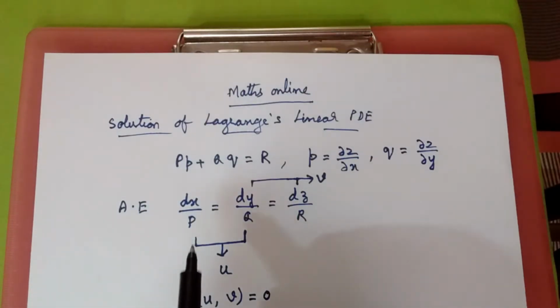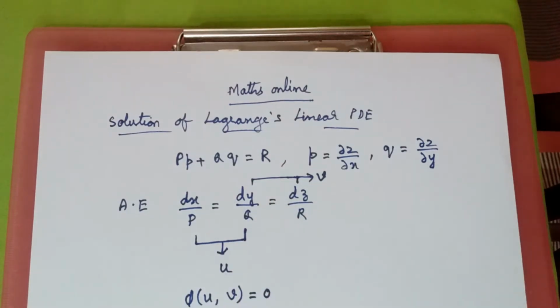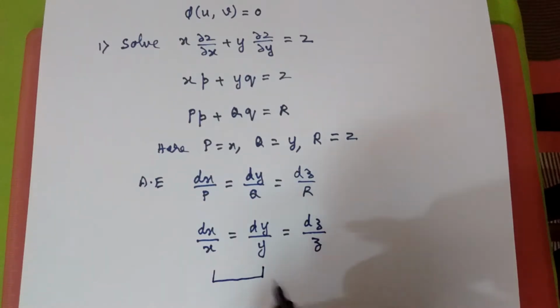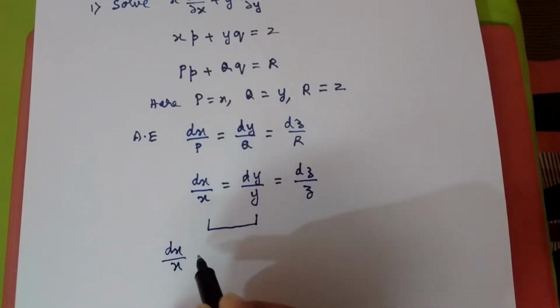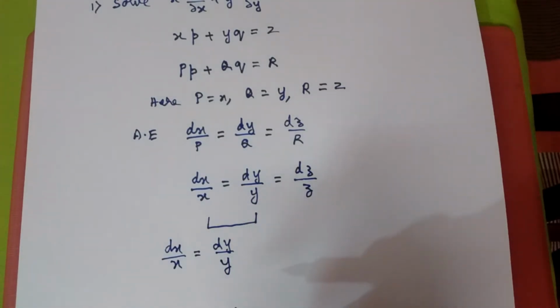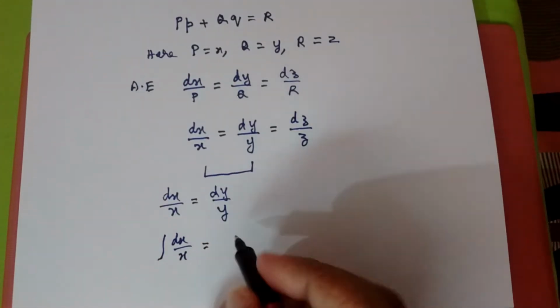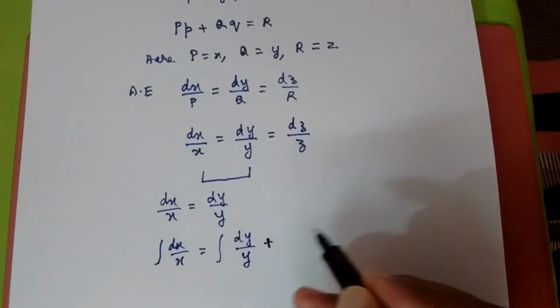Now as I have shown in the procedure, you have to take the first two equalities, dx by P is equal to dy by Q, to get the first solution u. So we take dx by x is equal to dy by y. This is an expression in variable separable form, therefore we can integrate it. The integral of dx by x is equal to the integral of dy by y, plus some constant of integration.